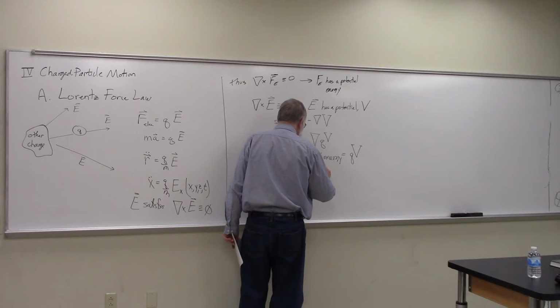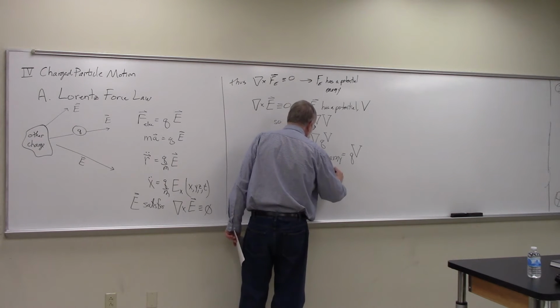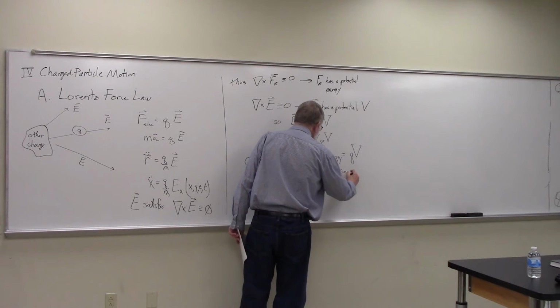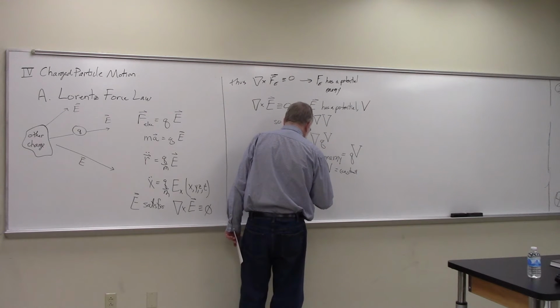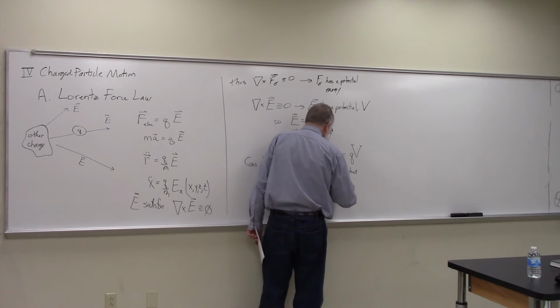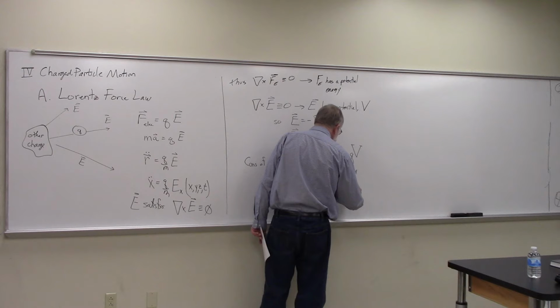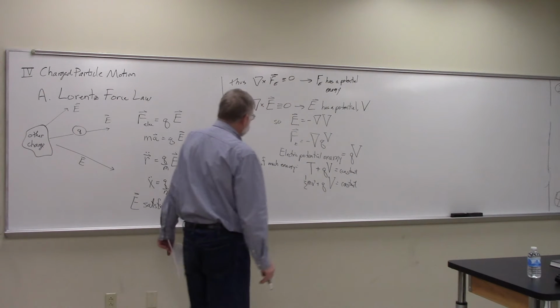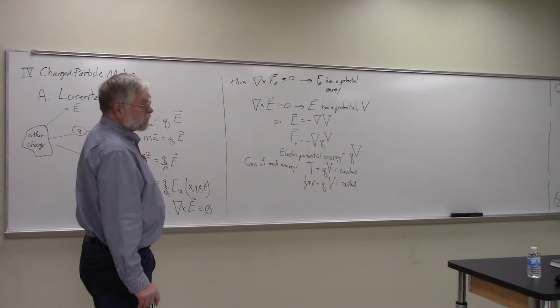Well, then, what would conservation of mechanical energy say? The kinetic energy plus the potential energy is a constant. One half m little v squared plus q times big V is that constant mechanical energy. So that's one way to deal with problems, through conservation of energy.